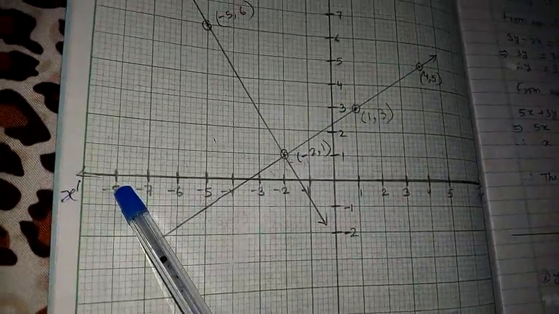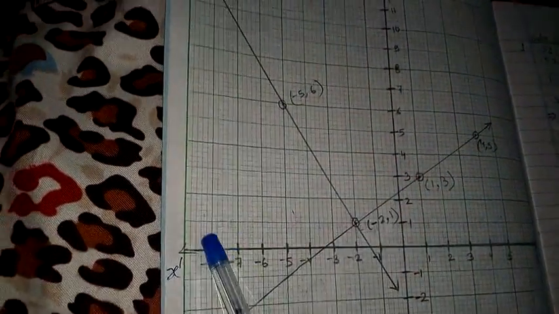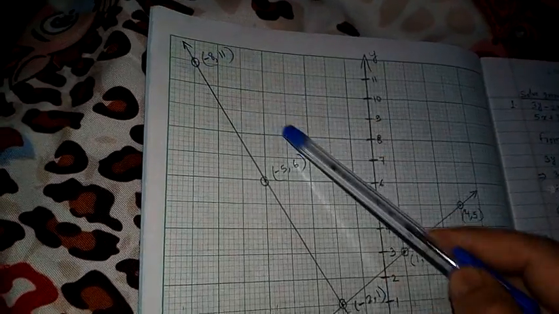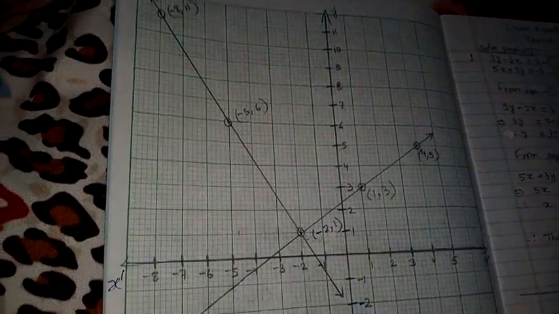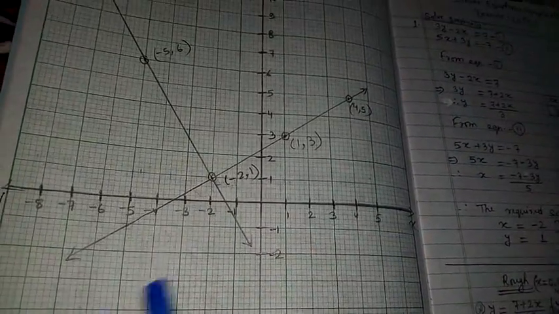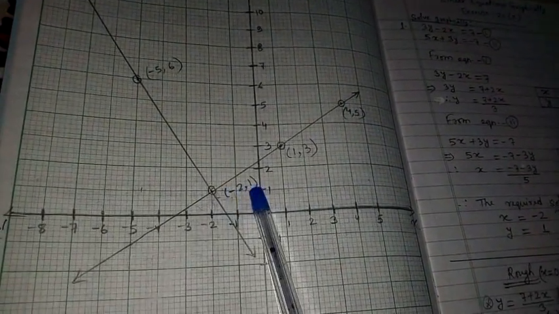So minus 8 is here and 11 is here, so 11 will come here and 8 will go up. This is minus 8, 11. Now I will join this one, and this one is already there. So if I join these 3 points, it will go up and it will come down and I'll put an arrow. So now you can see where the lines intersect. Both the lines intersected at minus 2 comma 1.